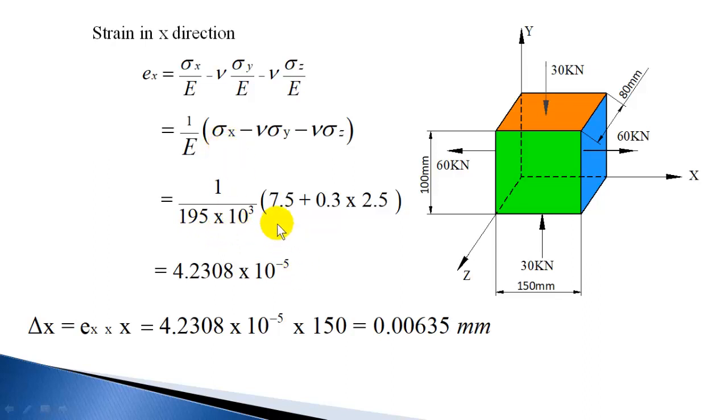And sigma x is 7.5 megapascal. Sigma y we got minus 2.5. Nu is 0.3. Sigma y is minus 2.5, so minus of minus will make it plus. That term plus. So 0.3 into minus 2.5, minus of minus, plus. So plus 0.3 into 2.5. And sigma z is 0, so the third term is 0.